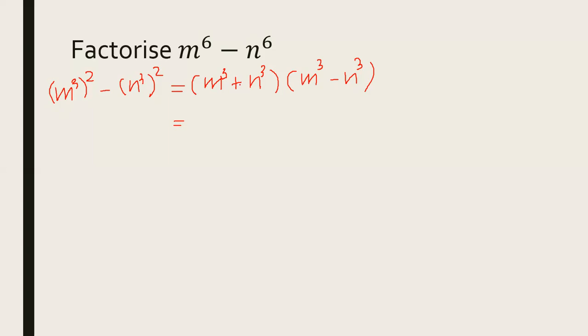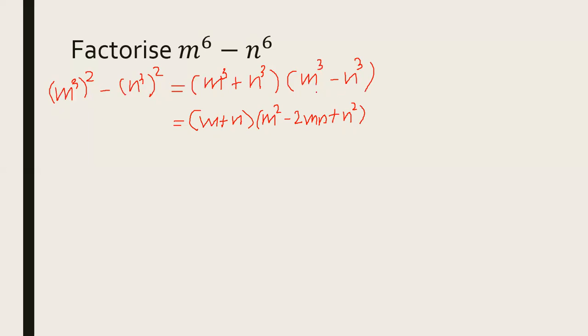We could factorize this term; that's going to be m plus n times m squared minus 2mn plus n squared, right? So when you're factorizing these terms, it's going to be this one.